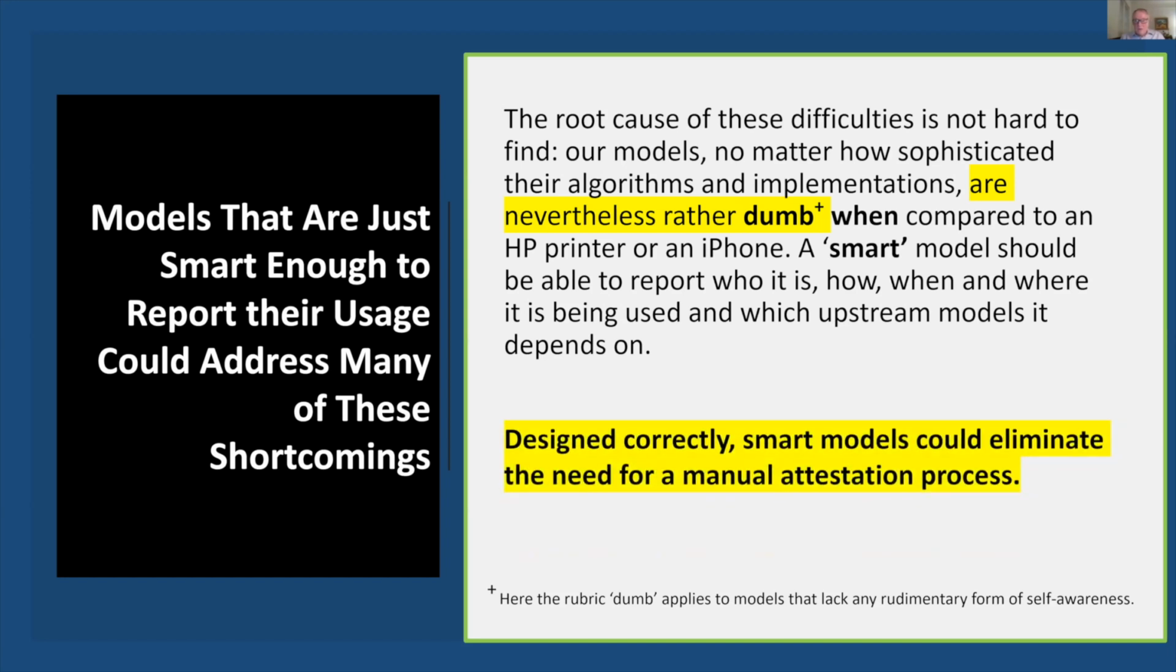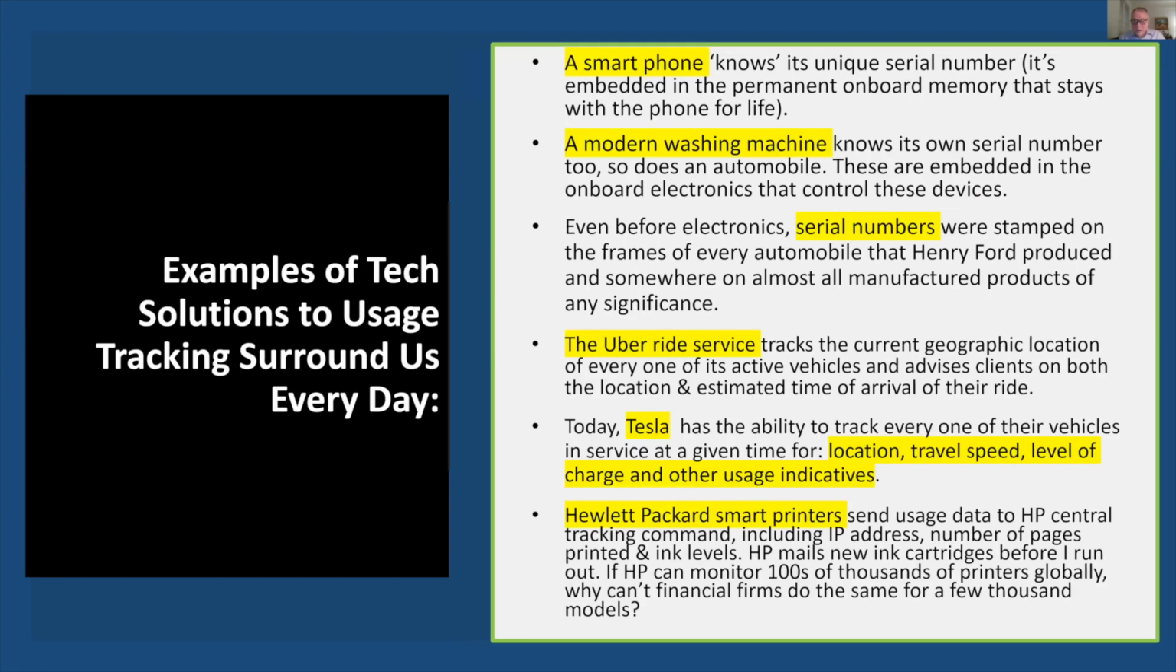So there are plenty of examples in technology. A smartphone knows its unique serial number because it's embedded in the permanent onboard memory, the firmware that's with the phone for life. Uber ride service is a good example. They track the current geographic location of every one of its active vehicles and advise clients on location and estimated time of arrival. Tesla has the ability to track every one of their vehicles in service at a given time for many different parameters: location, travel, speed, battery level. They may have a global map somewhere in their headquarters so they can show every single car that they've made and where it is and how fast it's going.